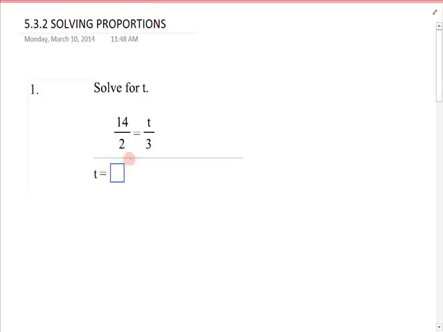When you're going to solve for one of the four positions in a proportion, this is what I suggest. Two steps. Step number one, multiply the diagonal or the cross product where there are two numbers. So step number one, in this problem, I'm going to multiply 14 times 3. That's 12, that's 42. Now, 2 times the mystery number has to equal 42.